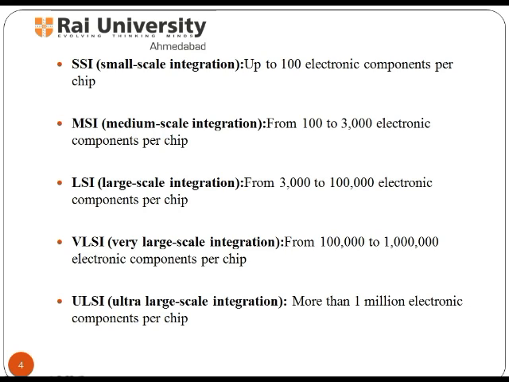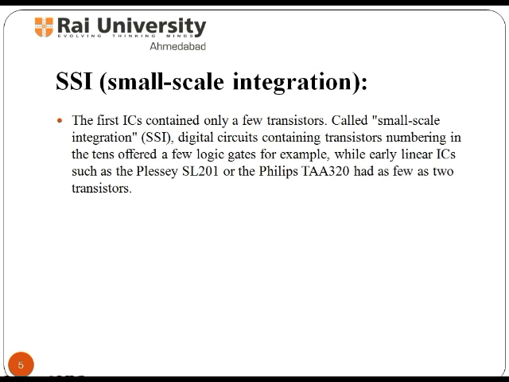Integrated circuits are classified on the basis of the number of transistors and other electronic components they contain. A small scale integration circuit contains up to 100 electronic components per chip. A medium scale integration circuit comprises 100 to 3000 electronic components per chip. A large scale integration circuit contains from 3000 to 1 lakh electronic components per chip. Another type is ultra large scale integration, which contains more than 1 million electronic components per chip.